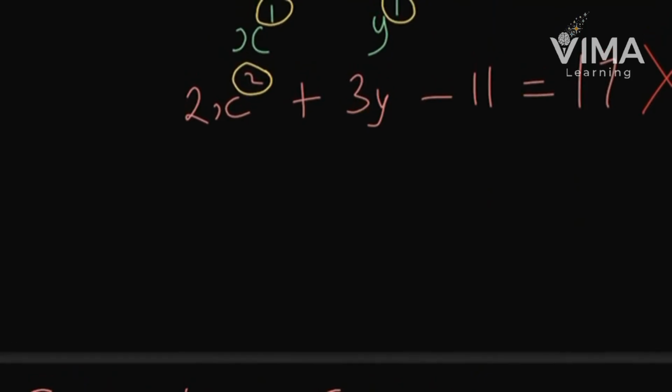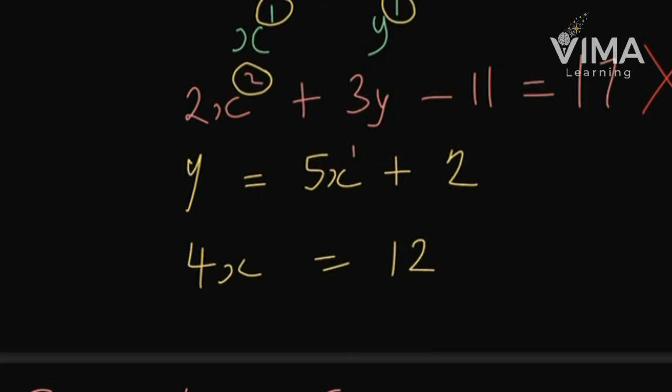These are other examples of linear equations. y equals 5x plus 2. The highest power of x is 1, so that's a linear equation. We can also have 4x equals 12. Again, the highest power of x here is 1, so this is a linear equation.